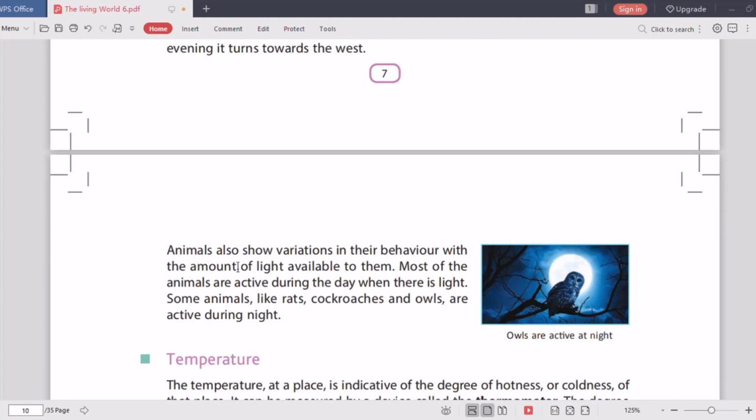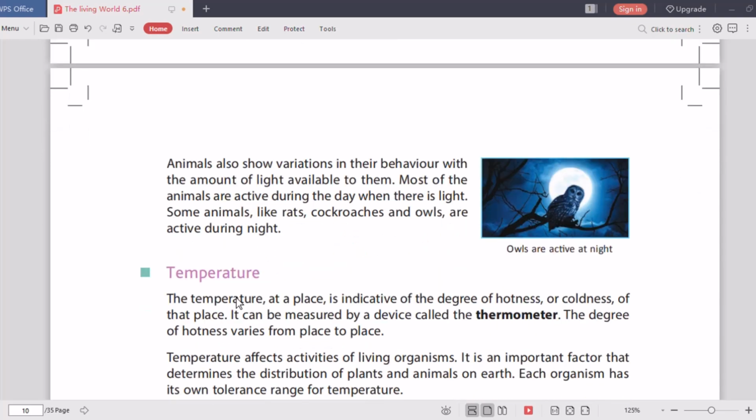Some animals also show variation in their behavior with the amount of light available to them. Most animals are active during the day when there is light. Some animals like rats, cockroaches, and owls are active during the night because they have different types of functions in their bodies.